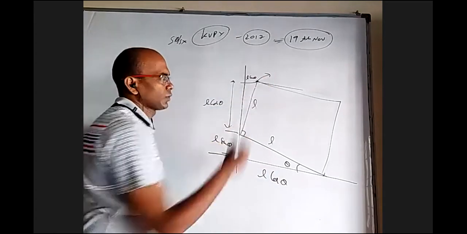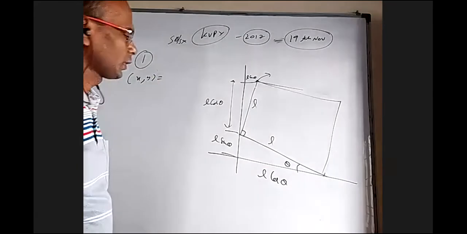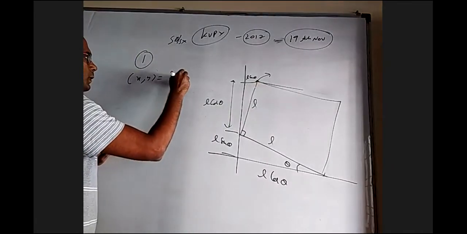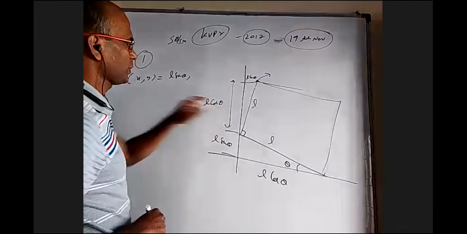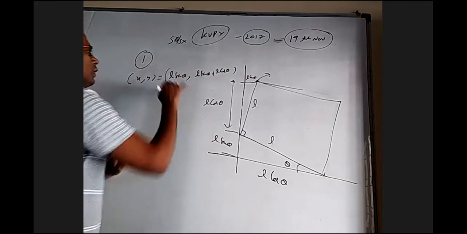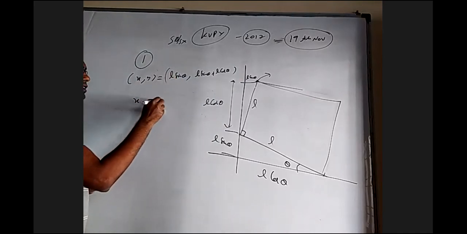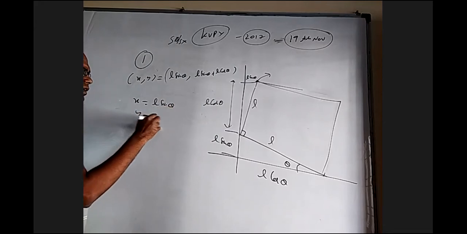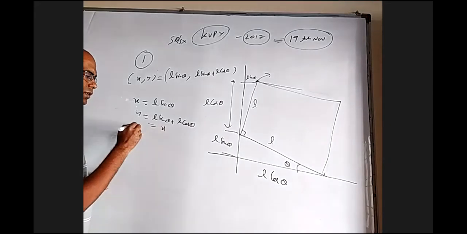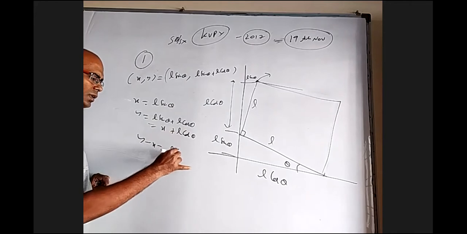So for this point whose locus we have to find, which is (x, y), what is the x coordinate? L sin theta. What is the y coordinate? L sin theta plus L cos theta. Now we have to eliminate theta. You know how to eliminate theta here. x is equal to L sin theta, y is equal to L sin theta plus L cos theta, where L sin theta I can write as x plus L cos theta. So y minus x is equal to L cos theta.